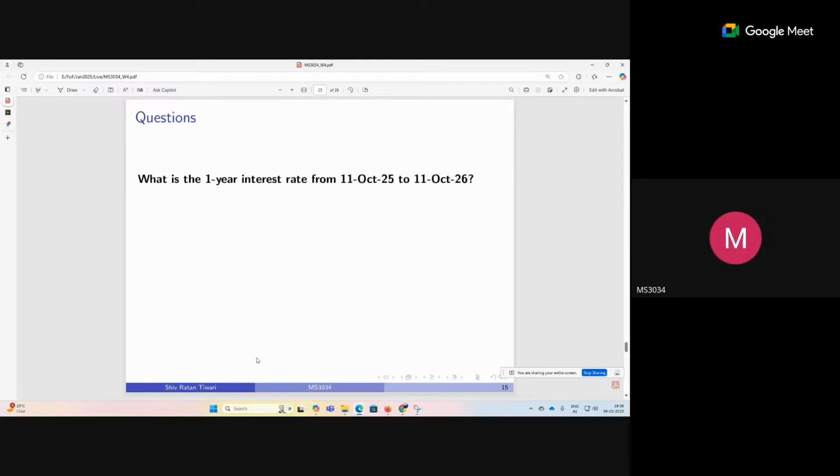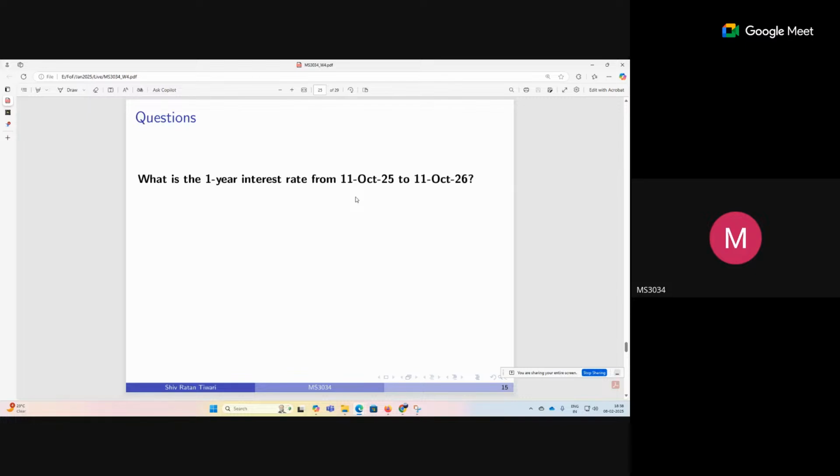Now, how is this yield curve important? Where is this yield curve used? Using this yield curve, we can calculate the forward interest rates. How do we do that? For example, if a question asks what is the 1 year interest rate after 1 year, that is, if you purchase a bond after 1 year, what is the interest rate which you will be earning on a 1 year bond?